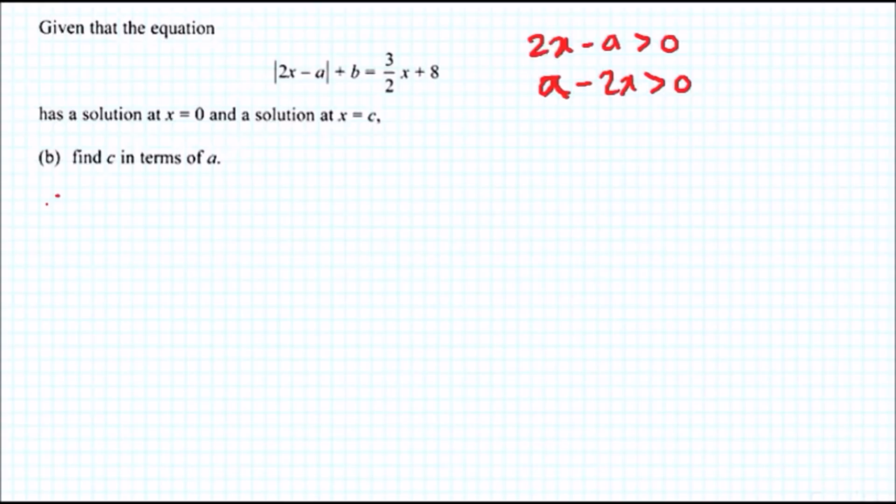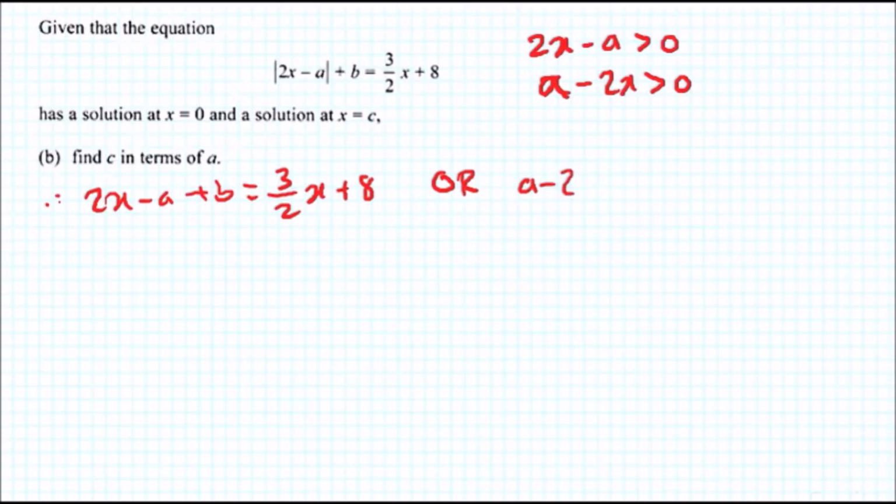So in general, the first equation could be 2x minus a plus b equals 3 over 2x plus 8. Or we could have the second case, which is a minus 2x plus b equals 3 over 2x plus 8. Now, all we have to do is plug in these coordinates, so plug in x equals 0 and x equals c. So let's have a go. Let's do x equals 0 firstly for both cases.